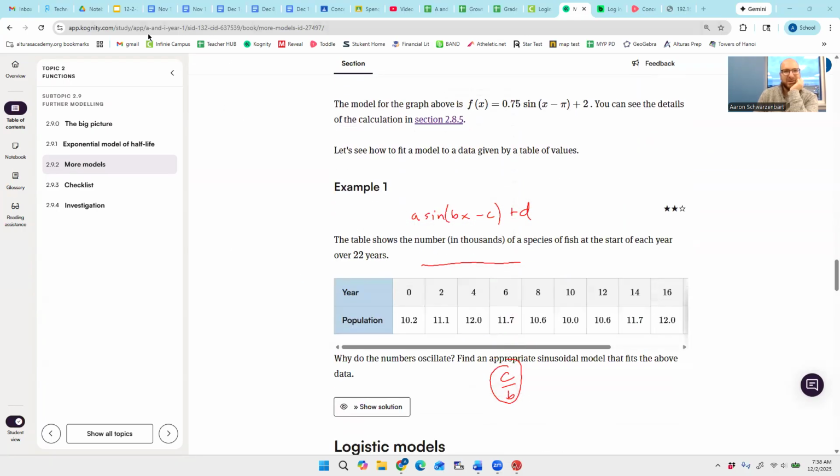So here we have this table shows the number, in thousands, of species of fish over 24 years. Why do the numbers oscillate? Find an approximate sinusoidal model. Why do they oscillate? Food and predators tend to come and go, and the more food there is for the predators, the more predators come, so they eat more fish, which brings it down.